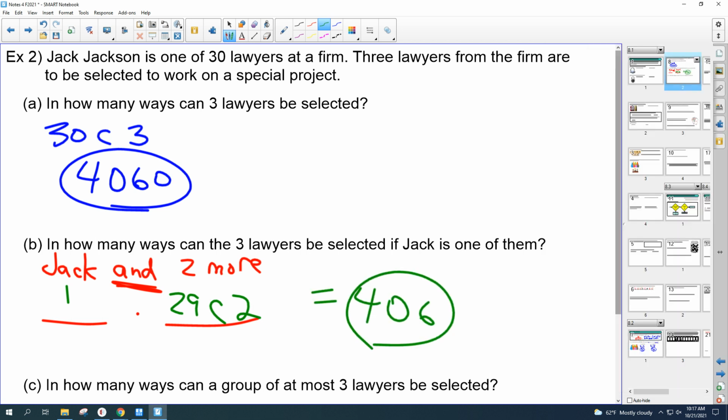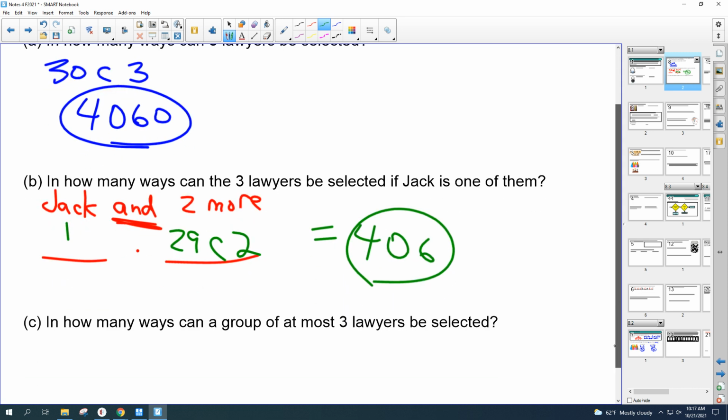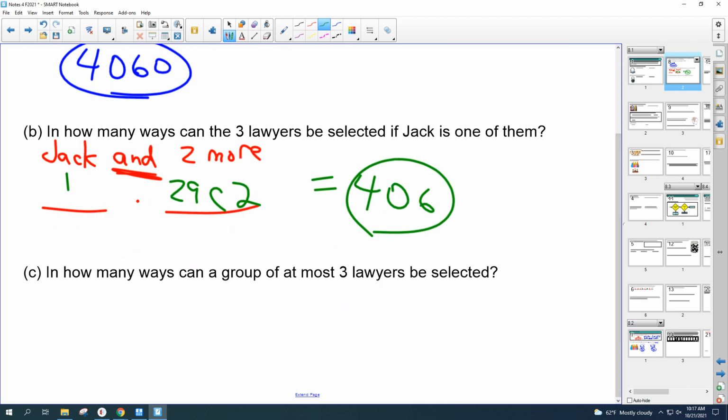These problems are really tricky sometimes because you really want to be specific and nail down exactly what they're talking about. You come back to the same techniques a lot, but if you don't get hyper literal on the language, it gets confusing. In how many ways can a group of at most 3 lawyers be selected? You want to be hyper literal and think about rewording the question for your little brother. When it says at most 3, every one of us knows what that means, but I want you to be hyper literal like you're explaining it to a 6-year-old. What does at most 3 mean?